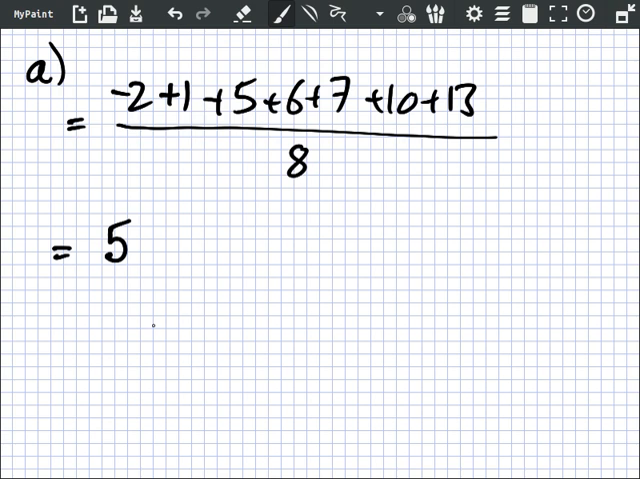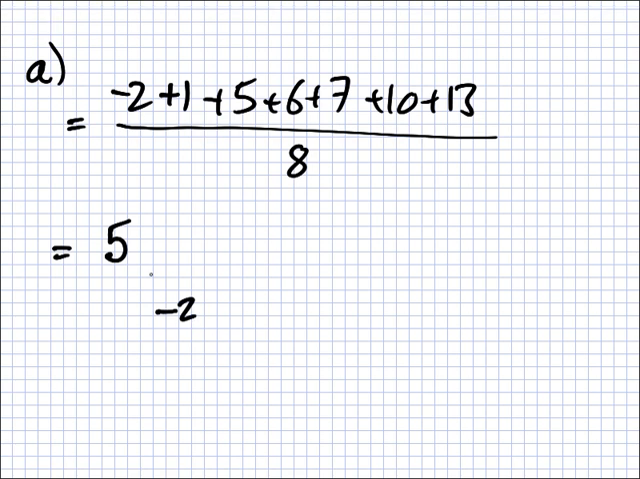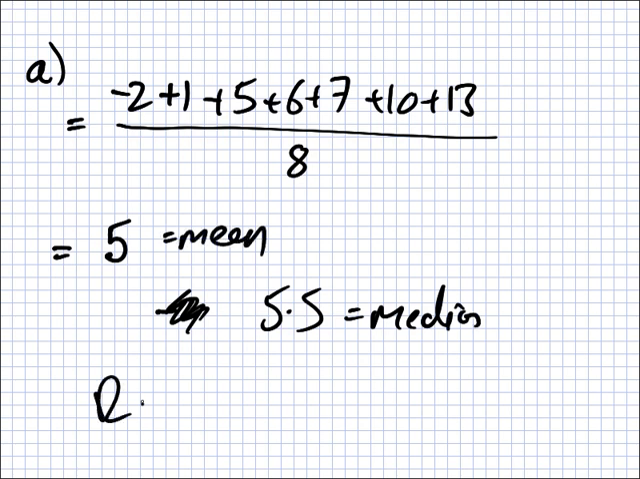And how many numbers are there? 8. So it'll be between the 4th and the 5th number. So what's the smallest number? Minus 2? Oh, they're already in order. Yeah. All right, so it's just 5.5, which is the median. And lastly, what's the range? 13 minus 2. Very good. 13 minus 2, which is 15.